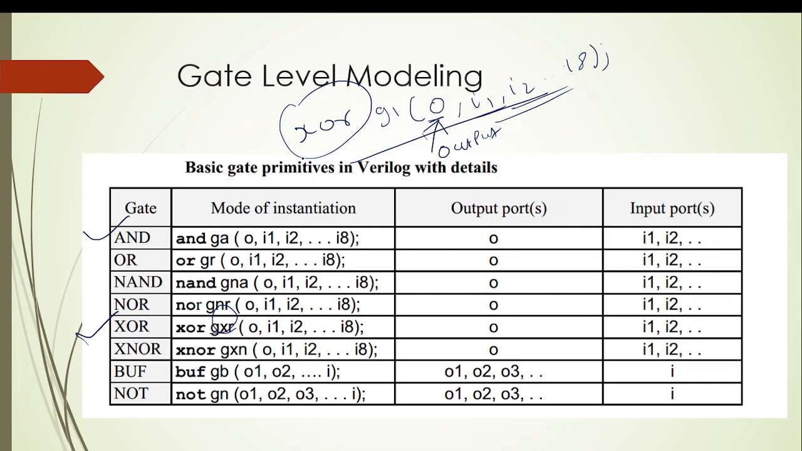So XOR is a keyword. Any instance name can be written, which is optional. If you want to write that, or if you want to leave that, it is up to you. Within brackets, first thing is output, comma, then inputs. We need to write the comma separated list of inputs. And finally it has to be terminated by a semicolon.